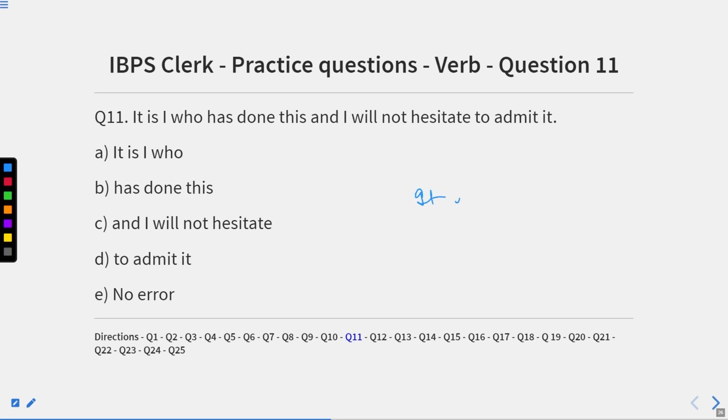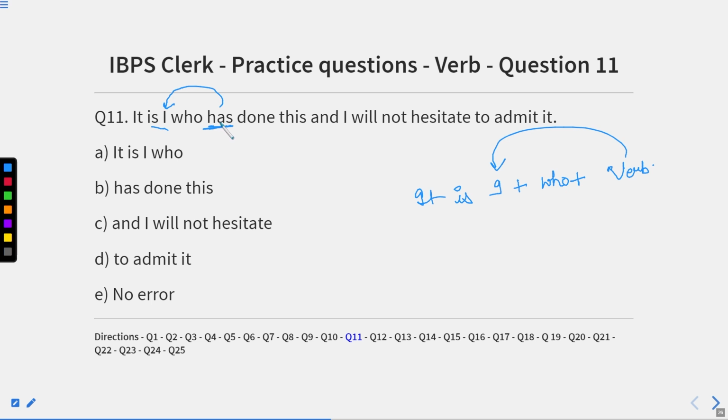Whenever we write the subject, it should be in the nominative case, and the verb should depend on the subject. Here it is written, "It is I who has." Now, this has should be used according to I.